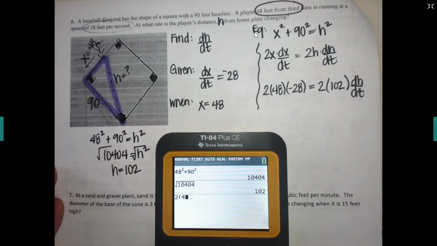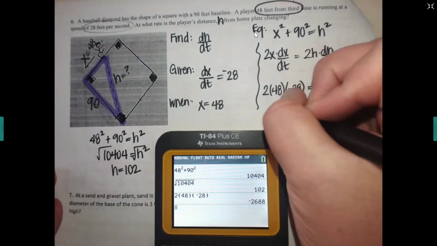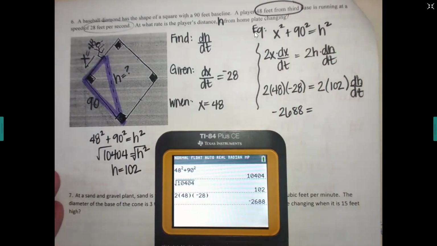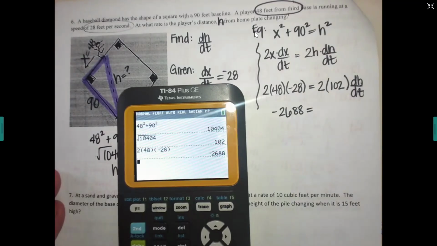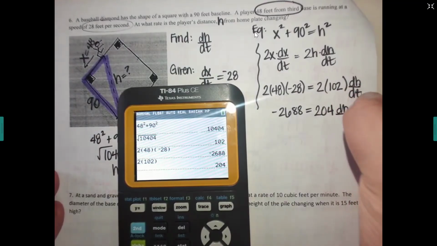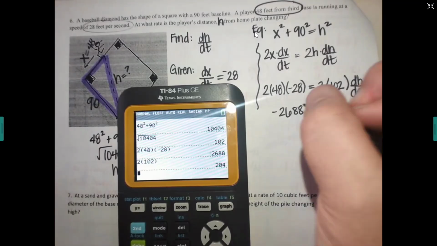We're going to do 2 times 48 times negative 28. That gives me negative 2688. 2 times 102 gives me 204 dH/dt. And then to solve for dH/dt, all we have to do is divide that 204 out of the way.